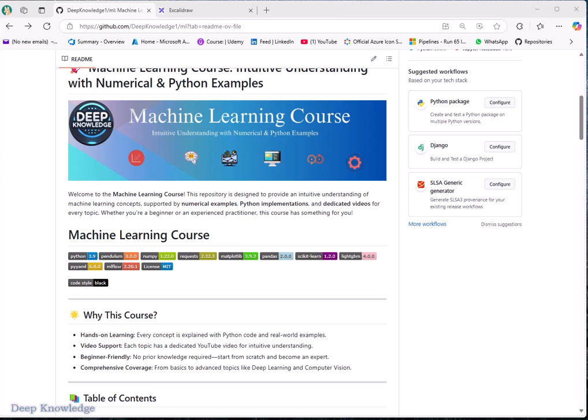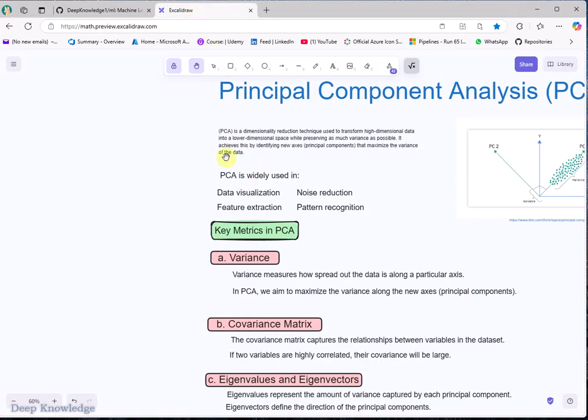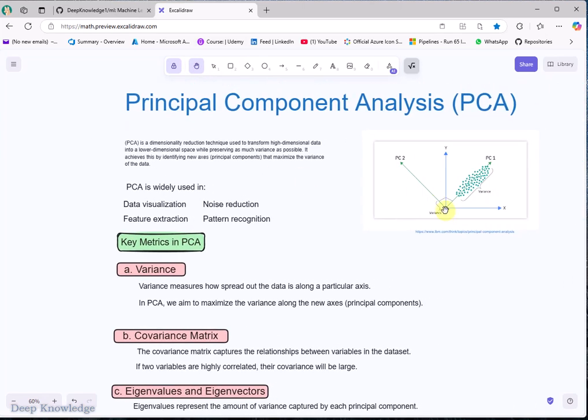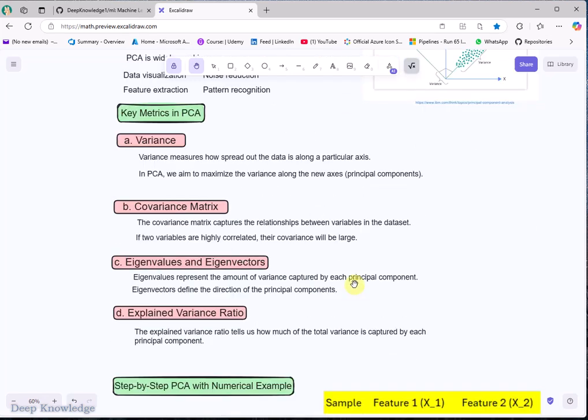Today we are diving into one of the most powerful tools in data science and machine learning, which is principal component analysis. Before jumping into the code and math and the numerical example, let me ask you some questions. Have you ever worked with a data set that has too many features, or maybe you are dealing with hundreds of variables, and you ask yourself the question, how do I apply machine learning to this big data set?